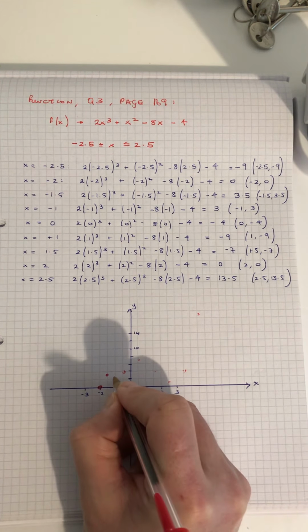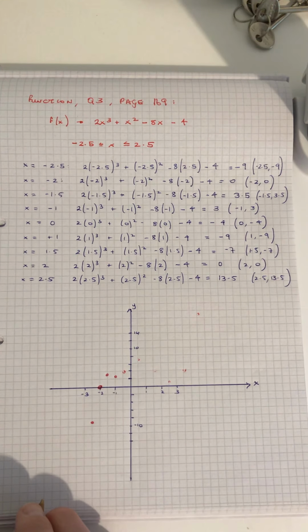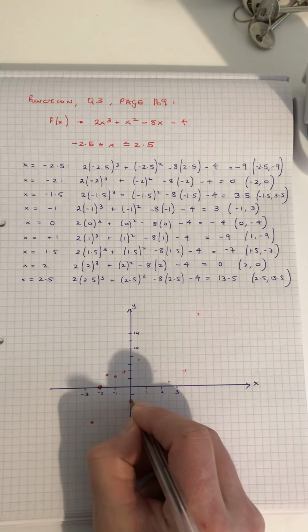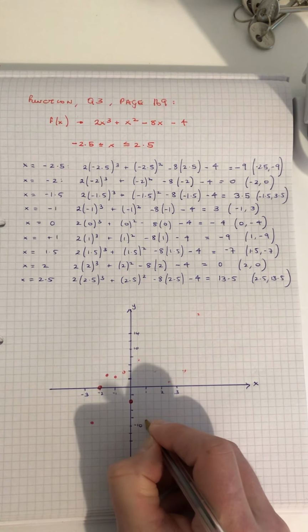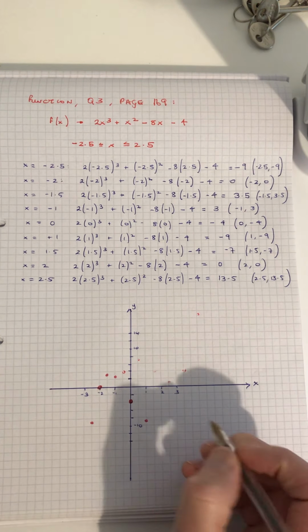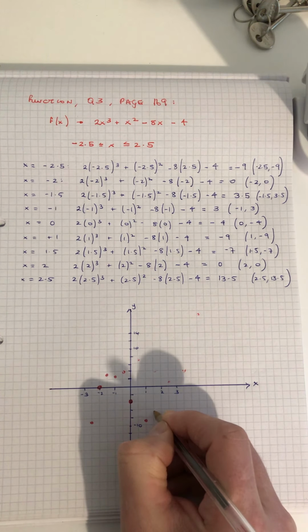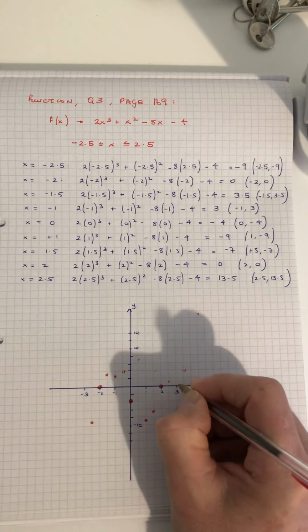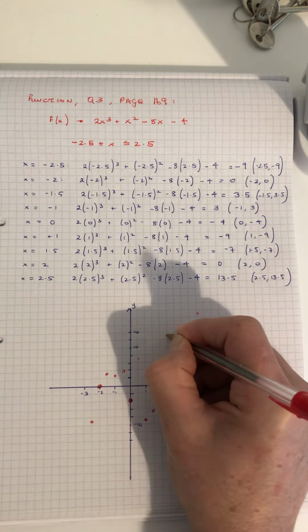Minus 1, 3, so slightly below. 0, minus 4, 1, minus 9, 1.5, minus 7, 2, 0, and 2.5 up to 13.5.